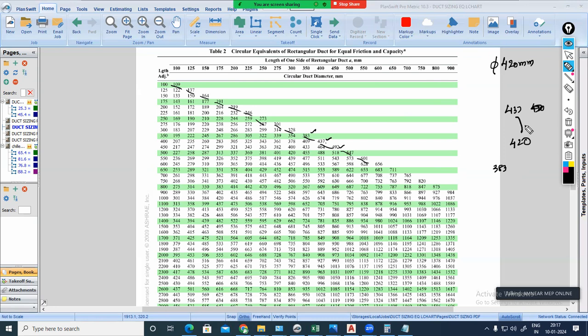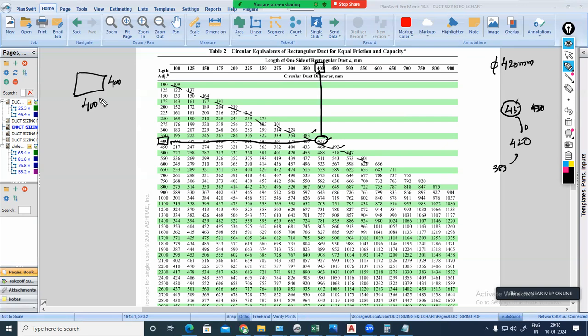Here the difference is just 17. This one will be more, no? More than 33 it is coming. So which one can we select? 437, because exactly 420 you are not going to get there. Somewhat near. Which one? 437. So when you select this, this is our round duct diameter. On the top side you get one side 400. In the first column you get the other side, that is also 400. So your duct dimension will be 400 by 400.